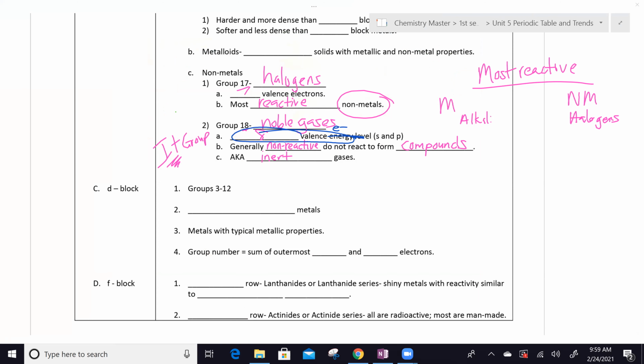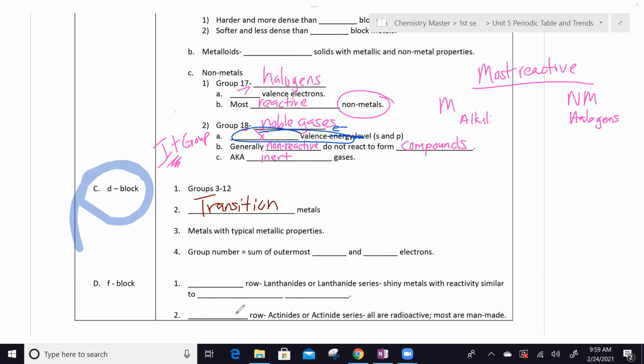Now let's go on to D block. D block is pretty easy. That's groups 3 through 12. We had a name for them. Trans means change. These are the transition metals. And the reason why they're called transition metals is because their valence electrons change.